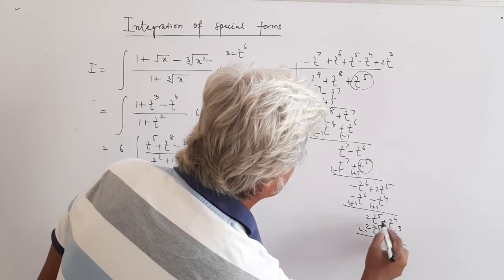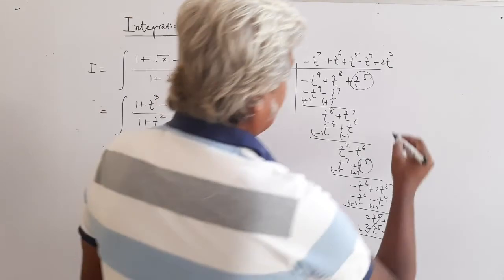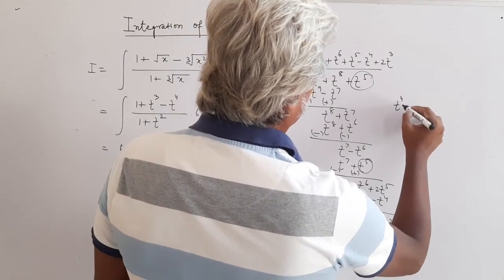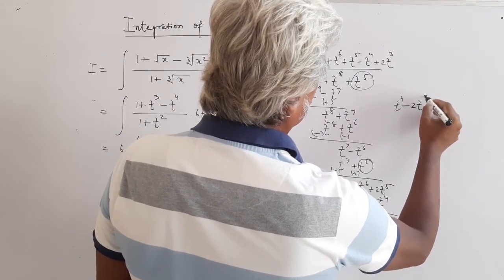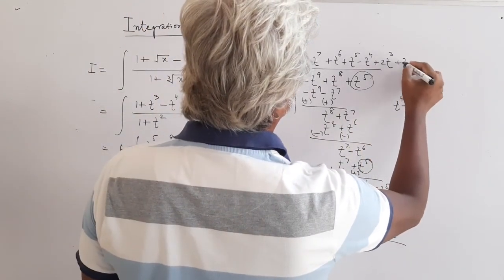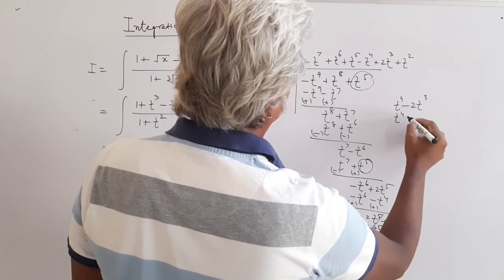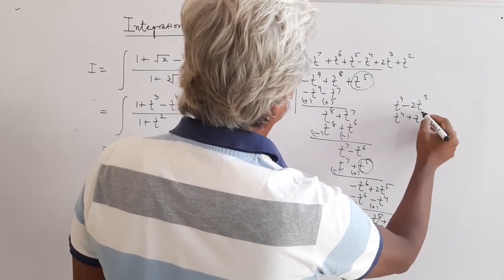Then minus, this cancels. Then you get minus. Then I am getting t to the power 4 minus 2t to the power 3. Then we need t to the power 4, so plus t square. Then this becomes t to the power 4 plus t square.